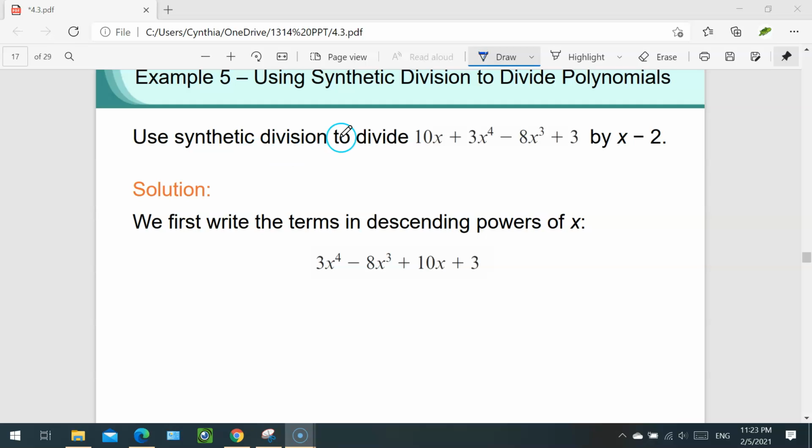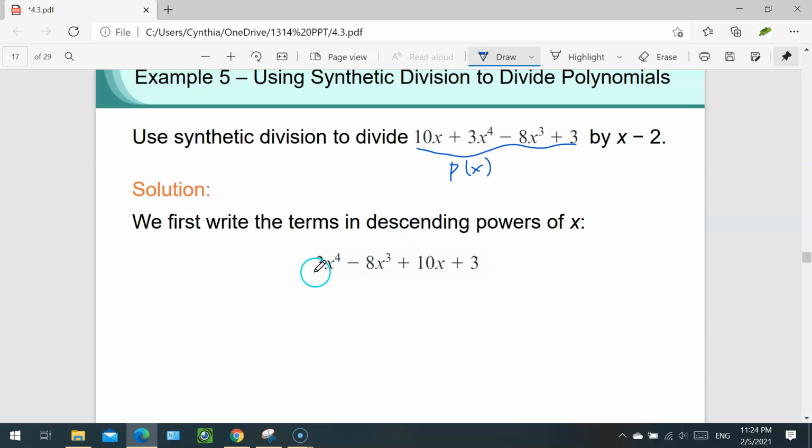Use synthetic division to divide this polynomial. So this is the dividend, which means this is your p of x. And this is your divisor. Now, when we have synthetic division, you have to make sure your polynomial is in descending order. And the space is a key component. If there is a missing term, you have to keep the space there so that you will not make a mistake when you solve for the synthetic division.